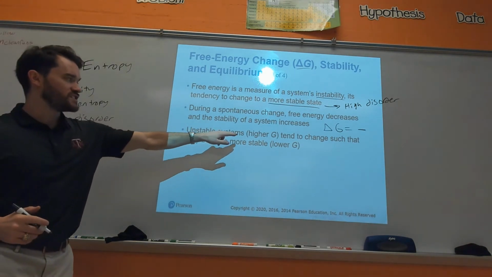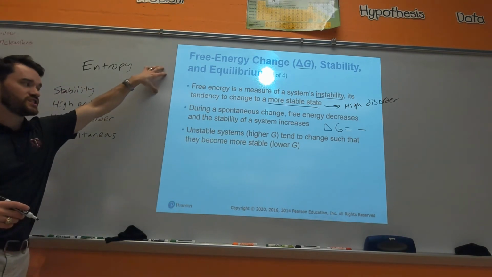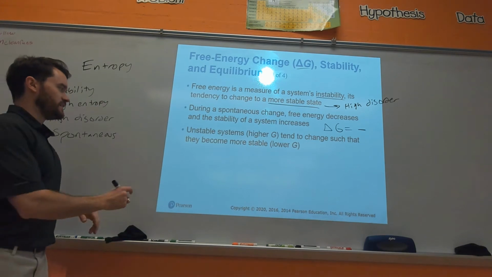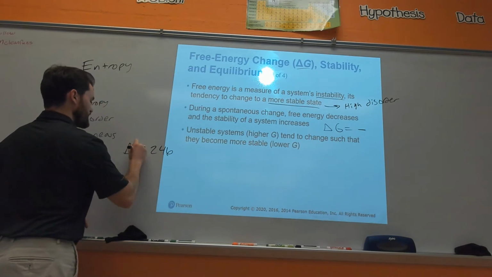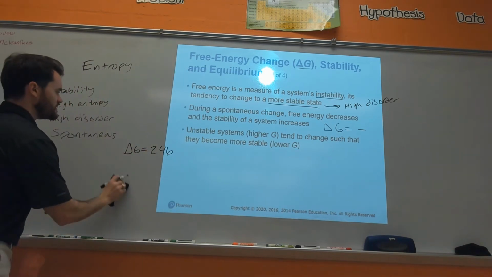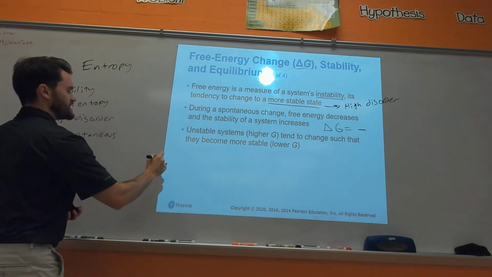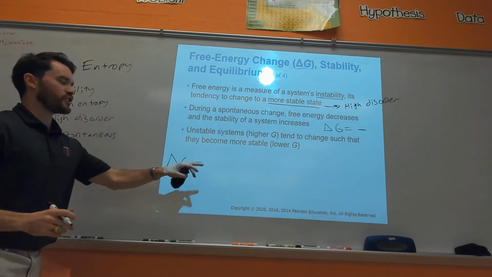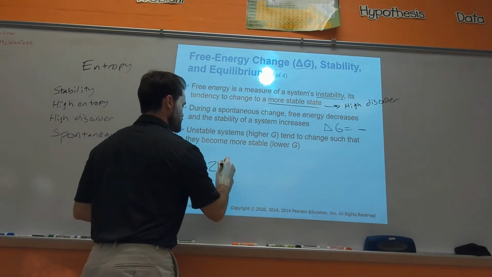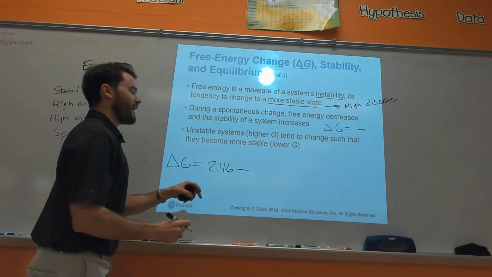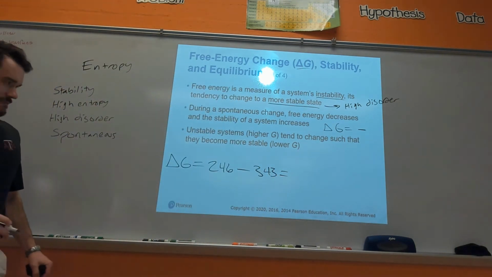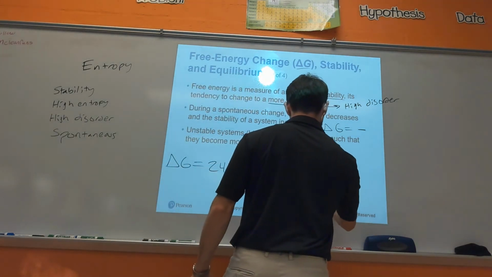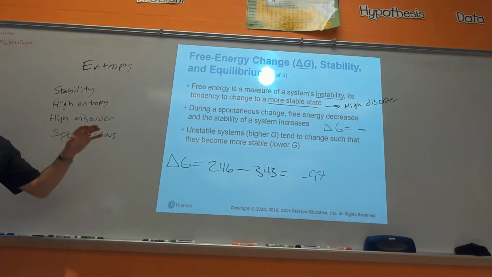And that's what this is saying here. Unstable systems go from a higher, more positive G to a lower G. In other words, if I had a G that equaled 246, let me show you a sample calculation. Your initial was 246, and then your final was 343. Our delta G would be negative 97, which would be favorable. This would be a spontaneous reaction.